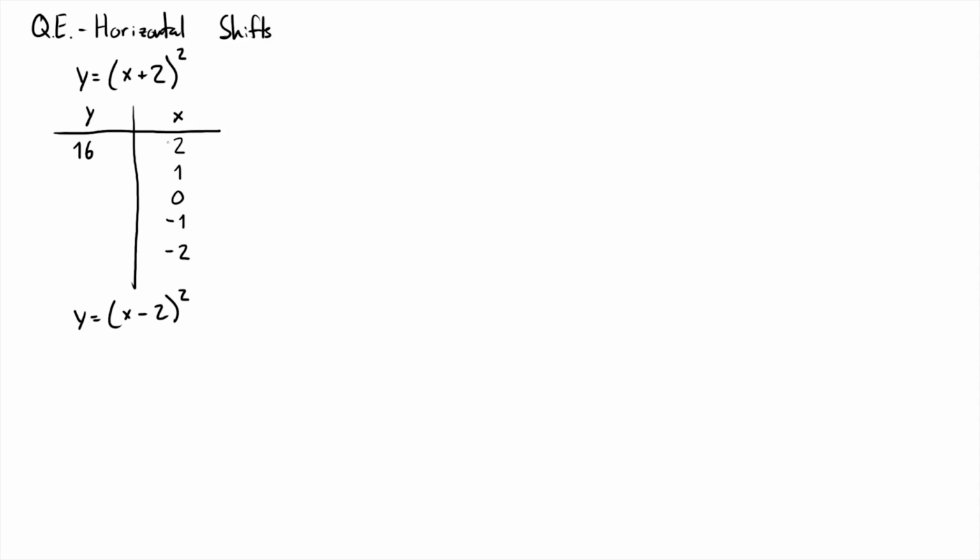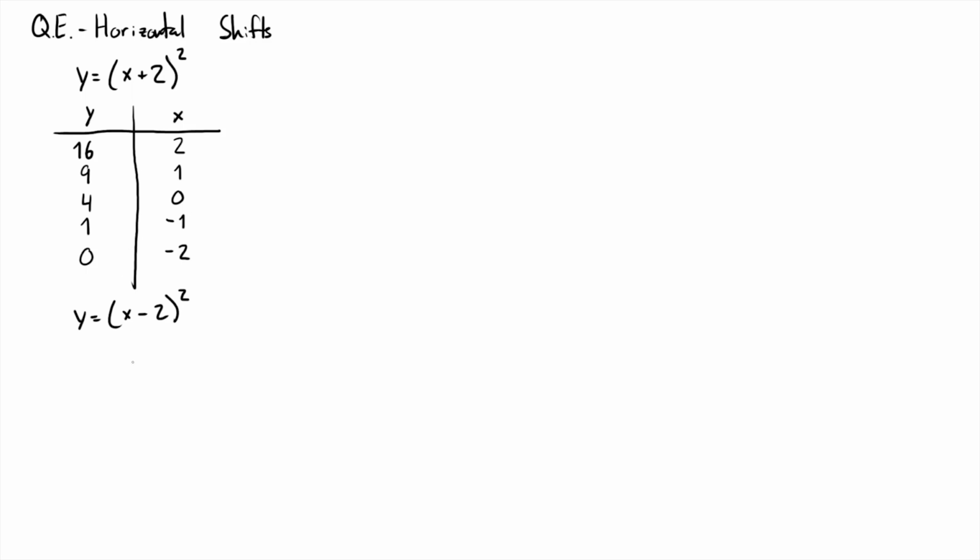With 1, we're going to get 1 plus 2, which is 3. Okay, 3 squared is 9. With 0, we're going to get 2. 2 squared is 4. With negative 1, we're going to get negative 1 plus 2. Okay, so negative 1 plus 2 is going to be positive 1. Positive 1 squared is just 1. Okay, so a little bit different with our symmetry here. And with negative 2, we're going to get negative 2 plus 2, which is 0. Well, 0 squared, that's just going to be 0.